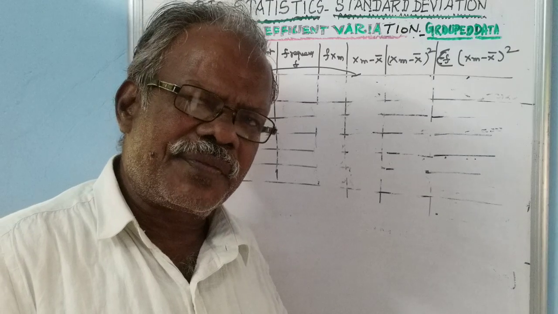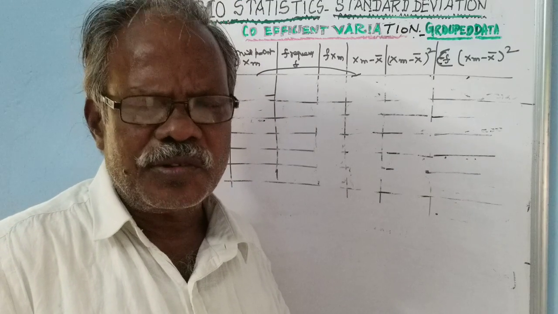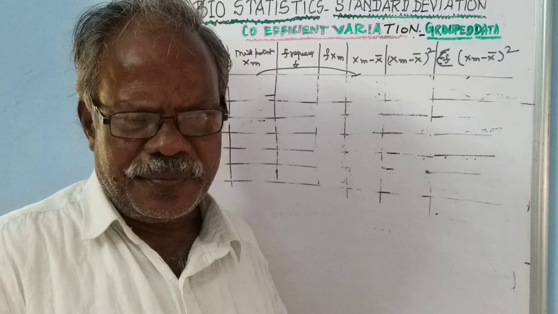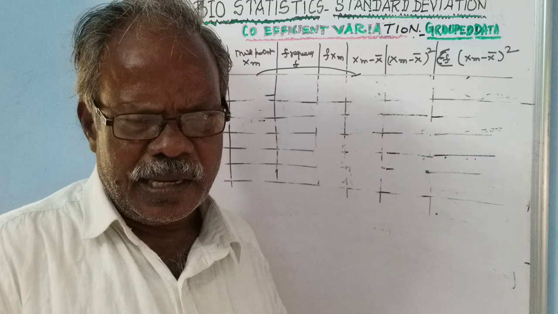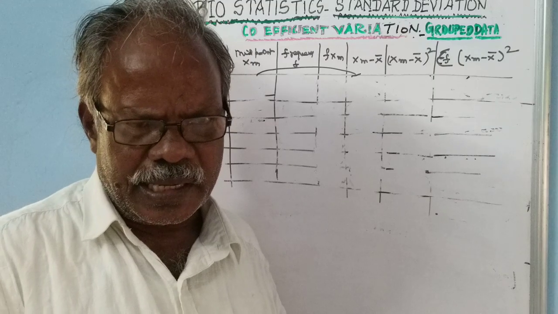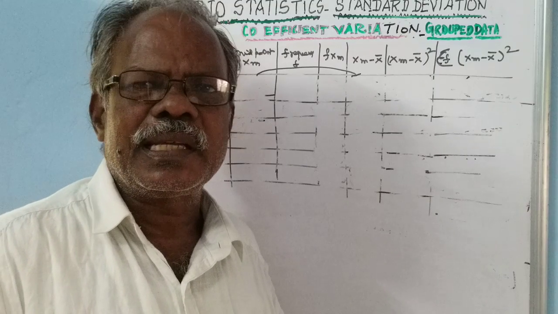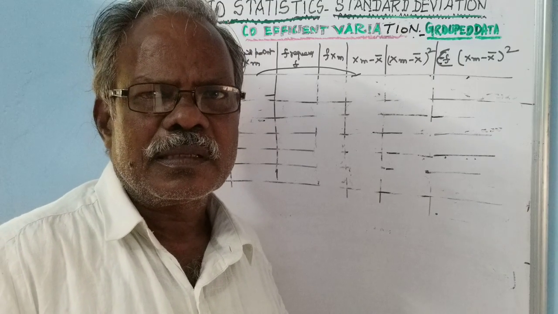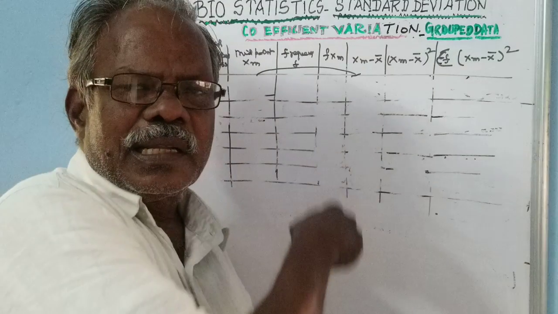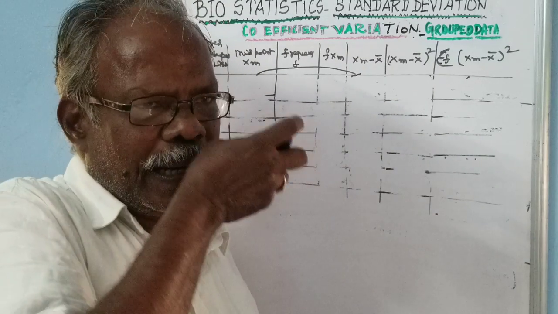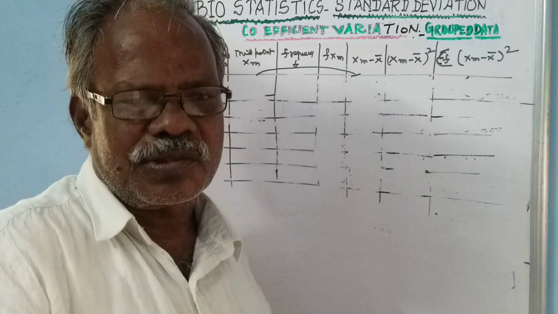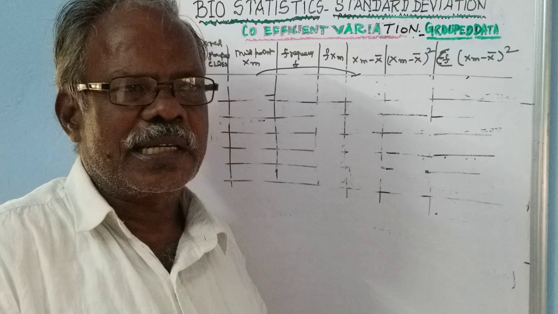Standard deviation is defined as the positive square root of the arithmetic mean of the squares of the deviations of the given observations from the arithmetic mean. That is, the given observation will be the value, and the arithmetic mean is to be calculated. From that, the deviation we are also going to calculate.